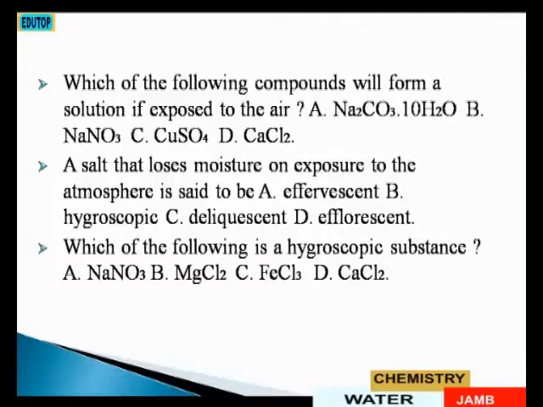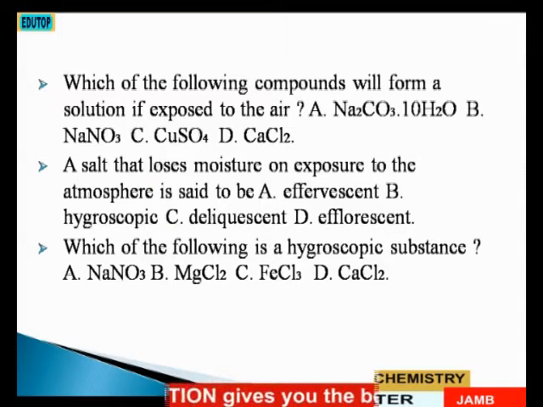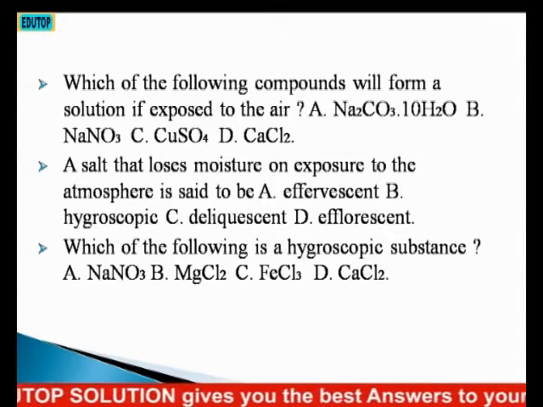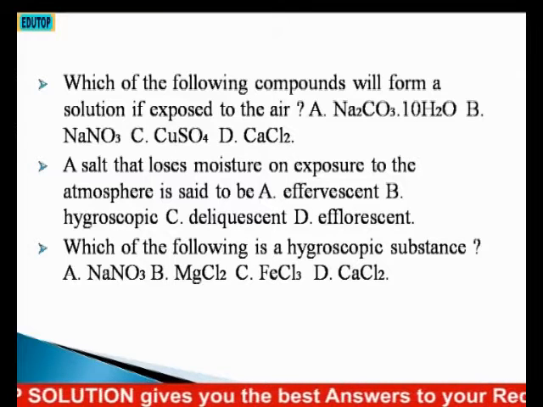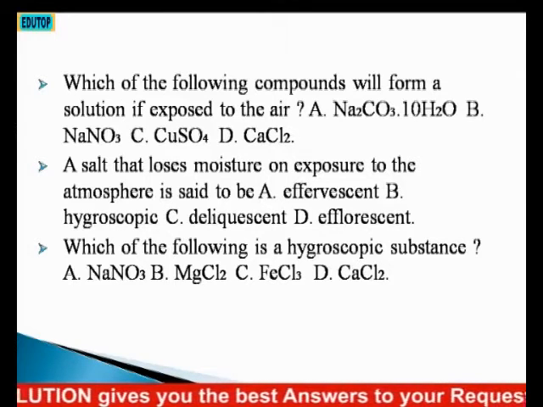Option A, the first one is Na2CO3.10H2O. You can see that it's there. Option B, NaNO3. That one is a hygroscopic substance, so that is nullified. Option C, copper sulfate. Copper sulfate is never a drying agent. D, calcium chloride. Calcium chloride is also a drying agent, but it is a deliquescent substance.